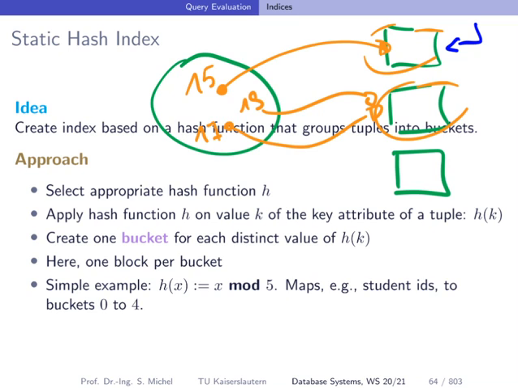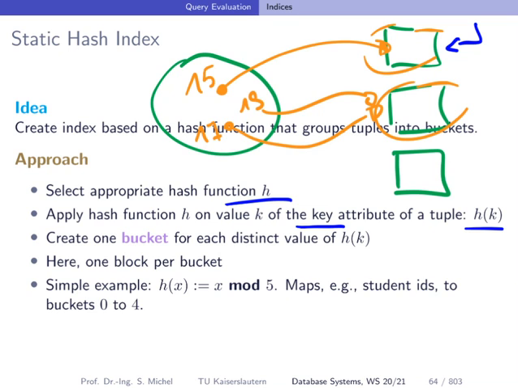So formally, you have a hash function h, and you have a set of keys over which you want to build the hash index. Using h applied on k, you go to the bucket. Usually this is also hosted on disk. And then you insert the tuple with this key k into the bucket.